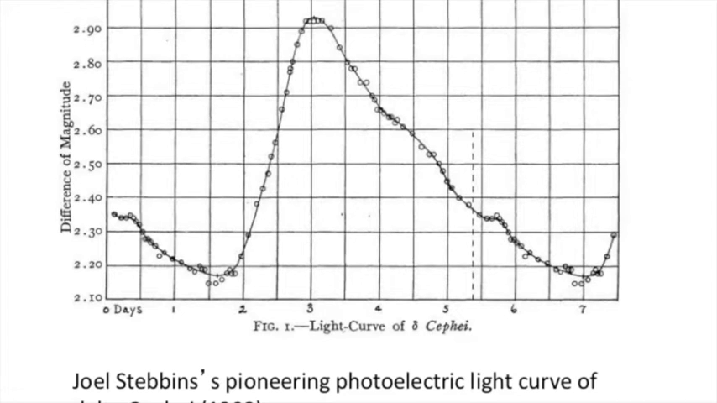So we have a wide range of different kinds of pulsating star, and let's go back to look at some in a little bit more detail. Let's start with the Cepheids.